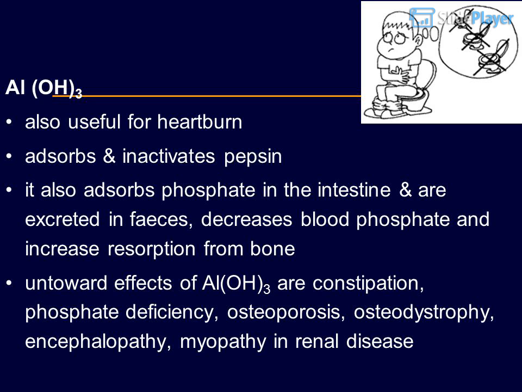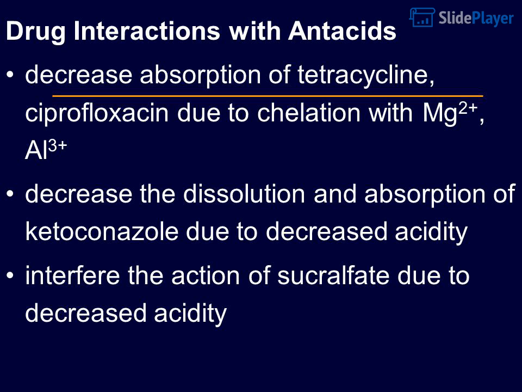It also adsorbs phosphate in the intestine, which is excreted in feces, decreasing blood phosphate and increasing resorption from bone. Untoward effects of aluminium hydroxide are constipation, phosphate deficiency, osteoporosis, osteodystrophy, encephalopathy, myopathy and renal disease. Drug interactions with antacids.